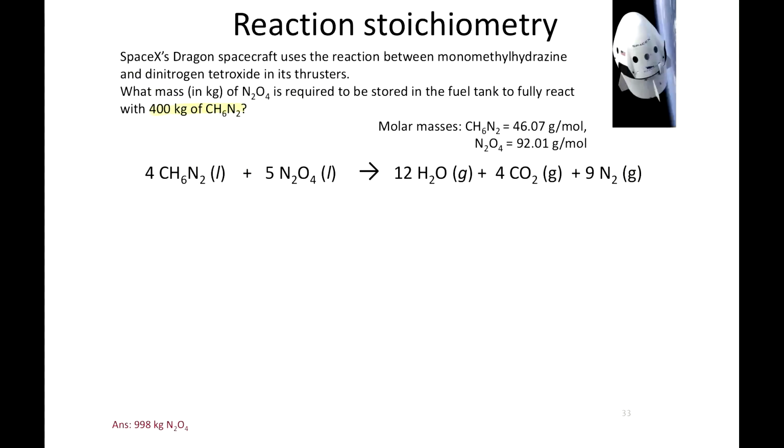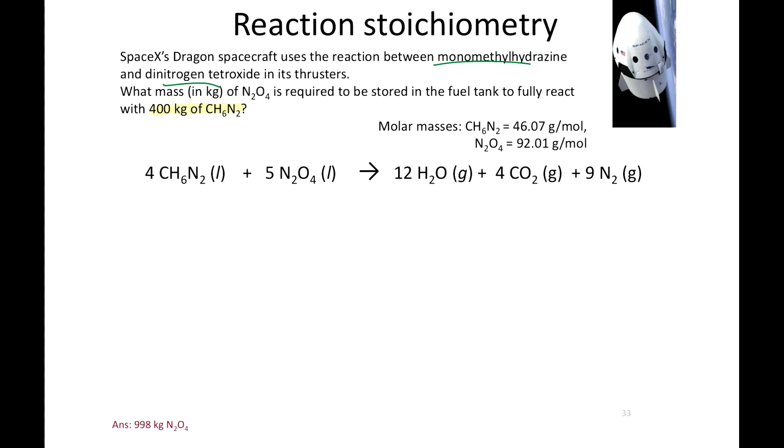So let's do a more fun one because that one was pretty boring. All right, let's look at this one. SpaceX's Dragon spacecraft uses a reaction between this thing and dinitrogen tetroxide in its thrusters. Here's the chemical reaction. This compound is the dinitrogen tetroxide, and this one is the monomethyl hydrazine. What mass in kilograms of dinitrogen tetroxide is required to be stored in the fuel tank to fully react with 400 kilograms of the monomethyl hydrazine?